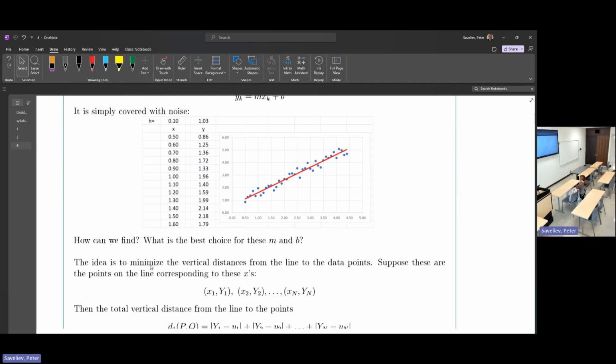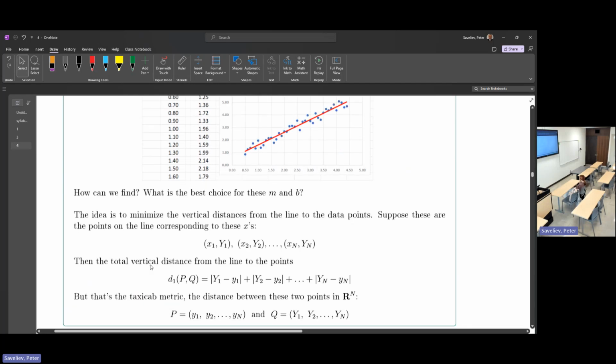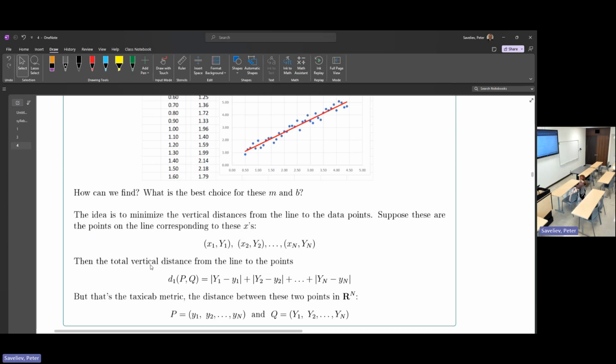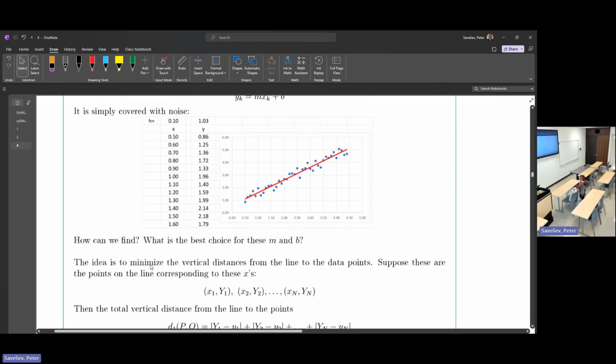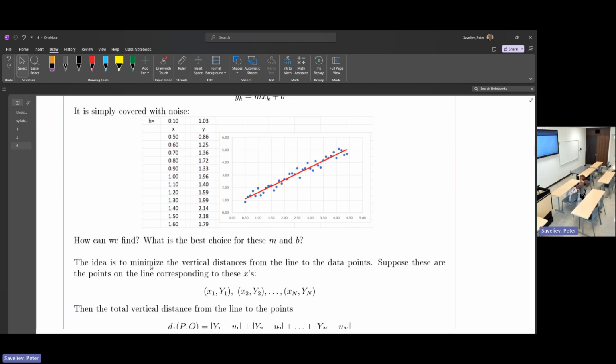Okay, so once again, these are the points, and we could compute in this case the total vertical distance that we attempt to minimize. So once again, forget about the multidimensional spaces. Let's just look at this picture and see how the idea reemerges from this. So once again, these are the points, x's and y's.